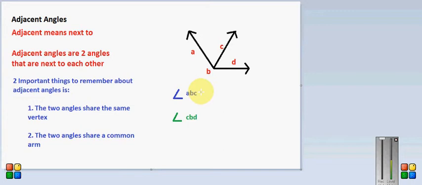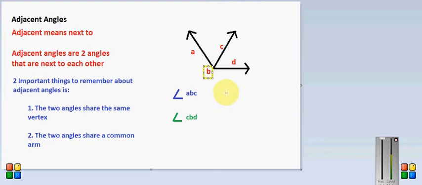Now the first tick of the box that we need to address is, do they share a common vertex? So looking at the diagram, we've got angle ABC. Okay, now we've identified that the vertex in this angle is B, but is B the vertex for angle CBD? In fact, yes it is. Okay, so there's the first tick of the box. We've got the vertex.